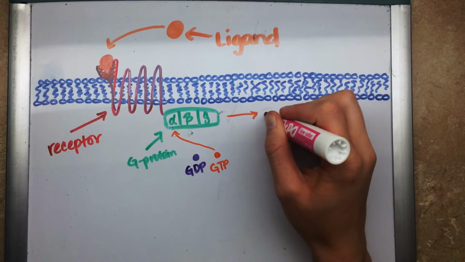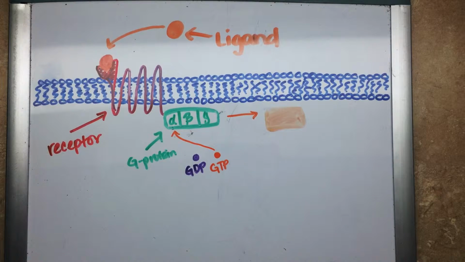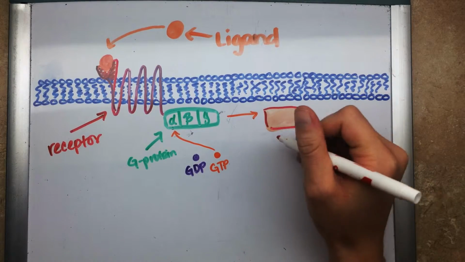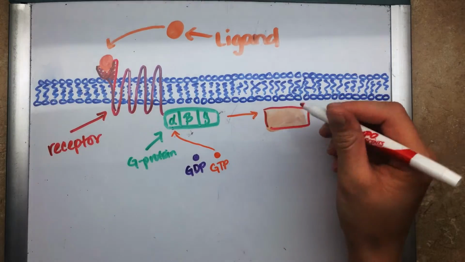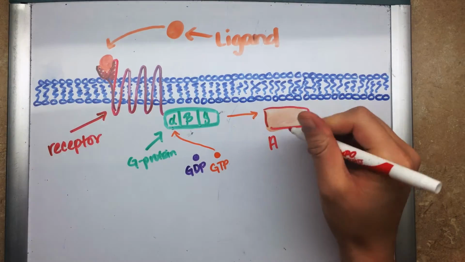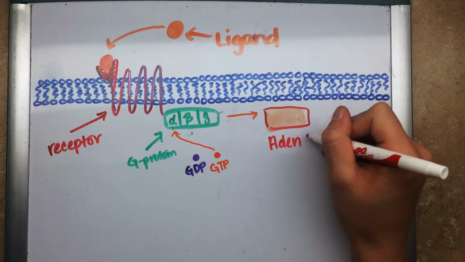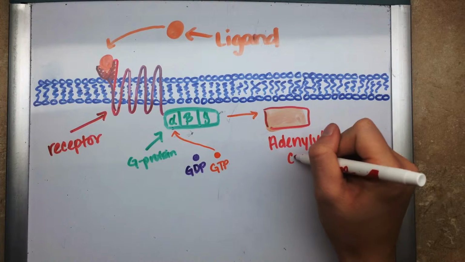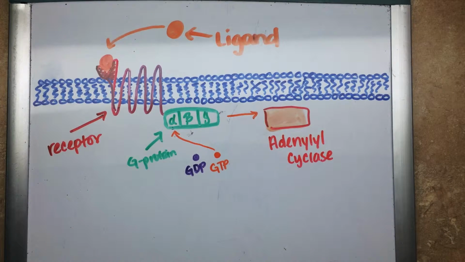Now, what GTP is going to tell the G protein to do is to communicate with something called adenyl cyclase. The G protein is what we call a first messenger, and so this first messenger is going to communicate with adenyl cyclase in order to create cyclic AMP, which we'll talk about in a minute.